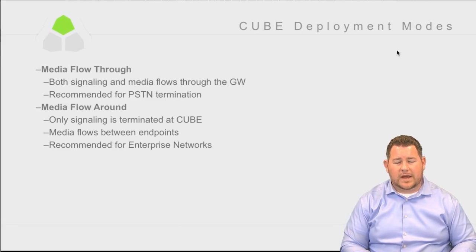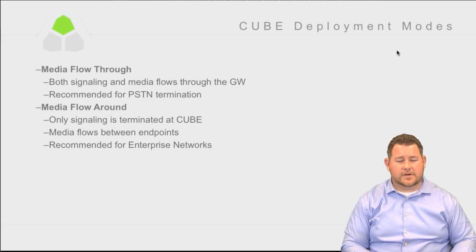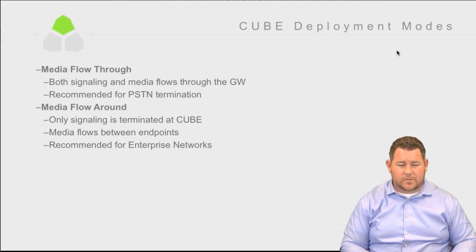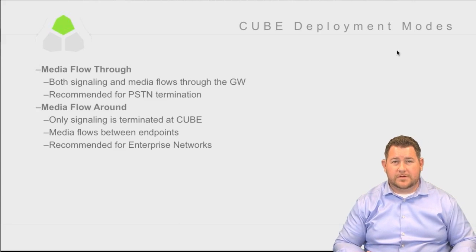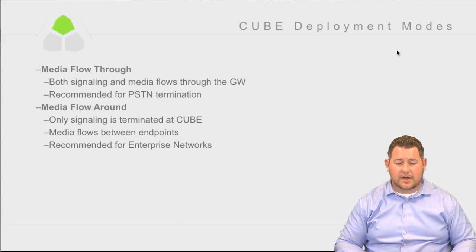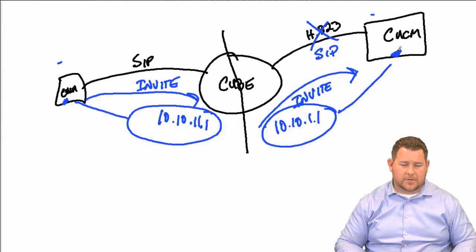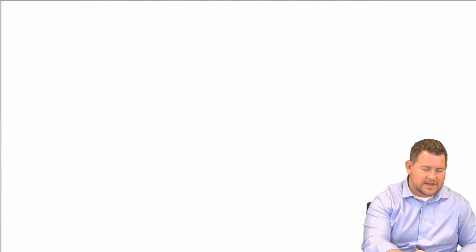So like I mentioned before, we have a couple different deployment models here. We have the media flow through option, which is going to have both your signaling and media flow through the gateway or CUBE, and it is recommended for PSTN termination. CUBE is a good device to use for the PSTN because you can have centralized SIP trunking done here and have everything sent to the CUBE, and have it go out these big hefty SIP trunks to handle a lot of calls.